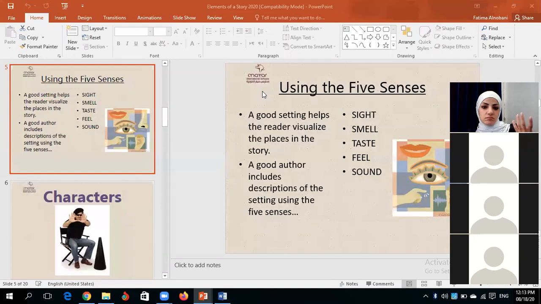Why do we use five senses? We can make an image in our brains.